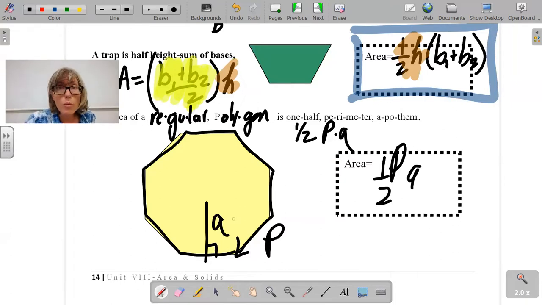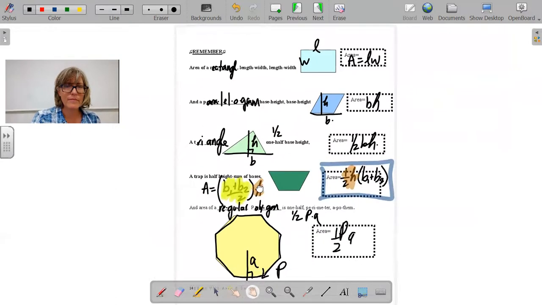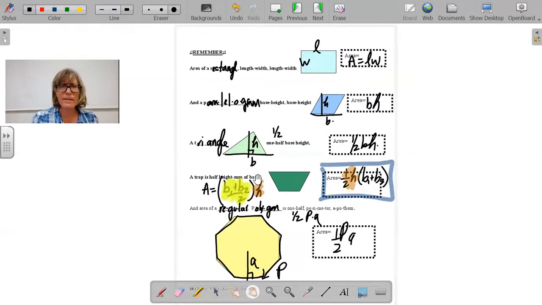An area of a regular polygon is 1/2 perimeter times apothem. You're like, is this a song? Is it not a song? And lo and behold, yes, you should recognize these little notes here. It is a song, friends.